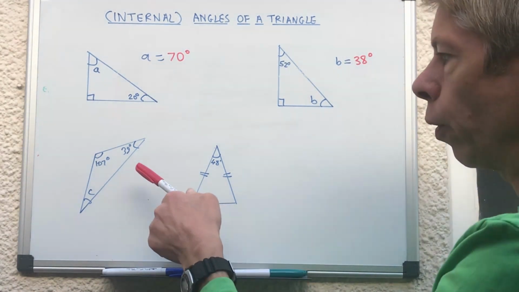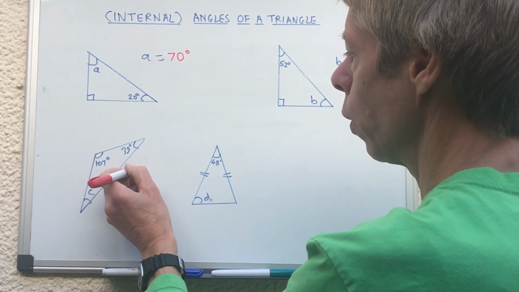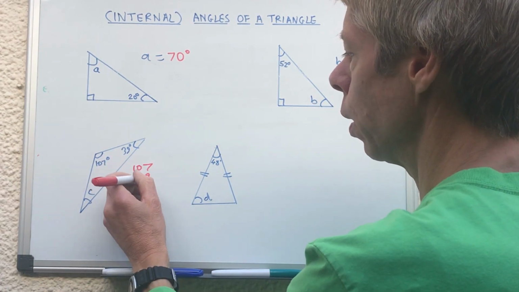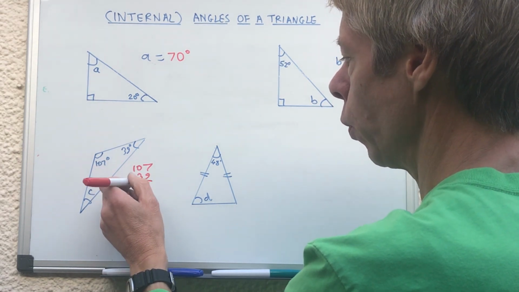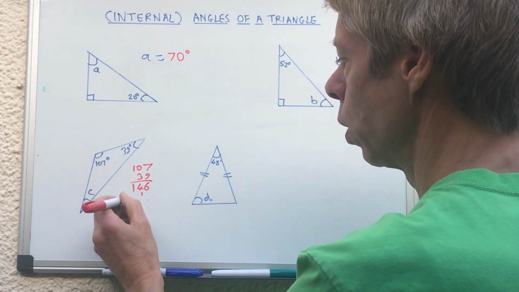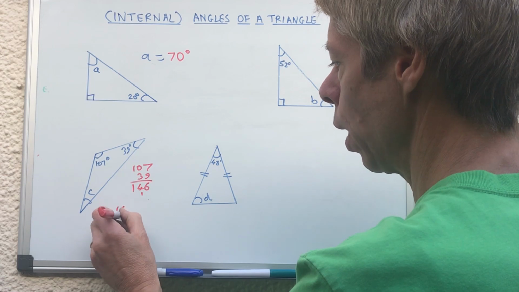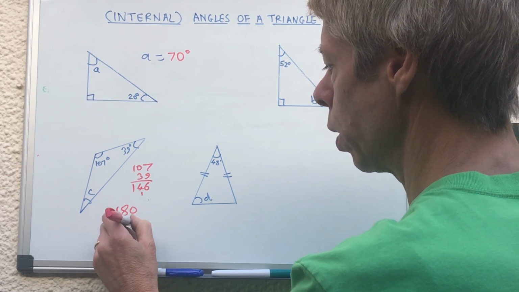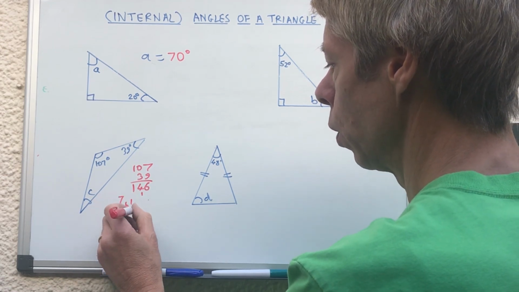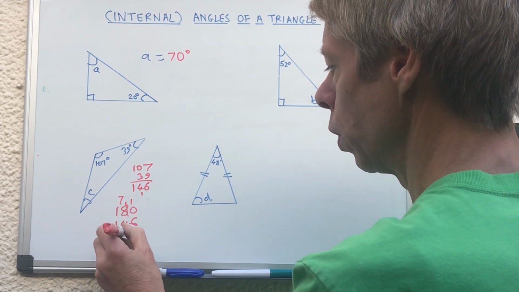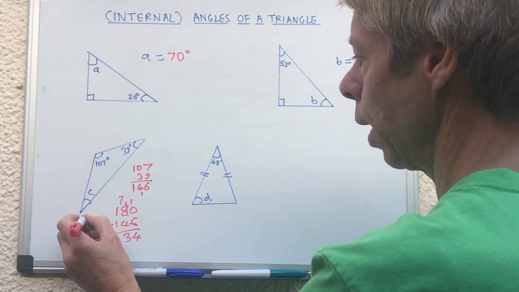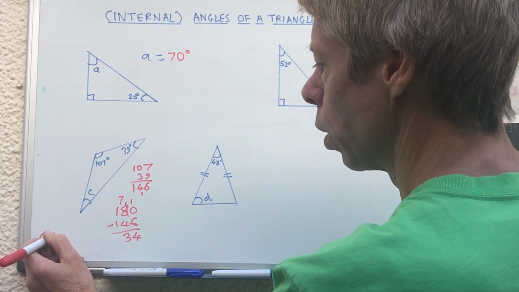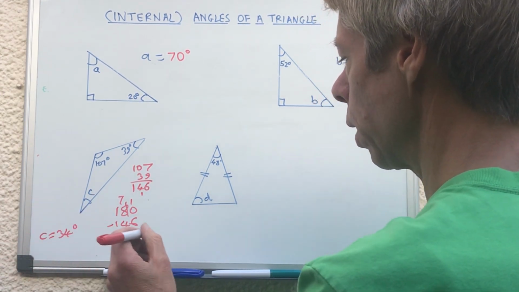Okay, in this one we can't really use our little trick. Let's quickly do 107 plus 39. 7 plus 9 is 16. 0, 3, 1 makes 4. So we've got to add up to 180. 180, take away 146. So 10 take away 6 is 4. So then that's going to be a 3 there and a 0 there. So C equals 34 degrees.